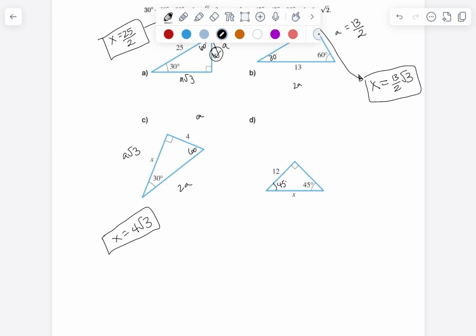And then this is a 45, 45, 90. So those two sides are equal, a, and then across from the 90 degree is a root 2, so 12 root 2.